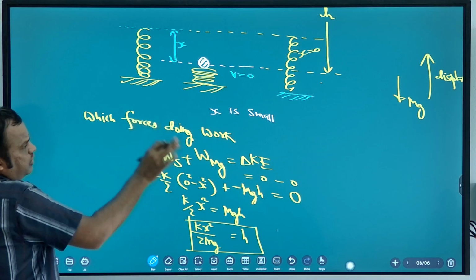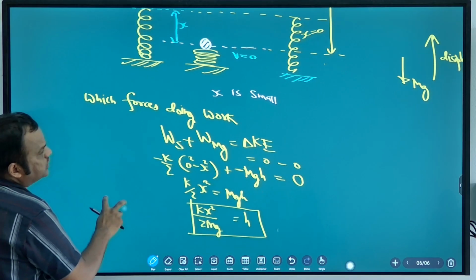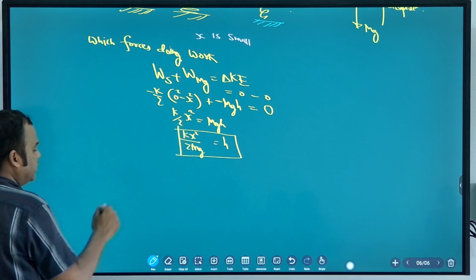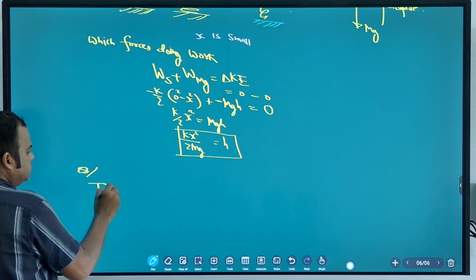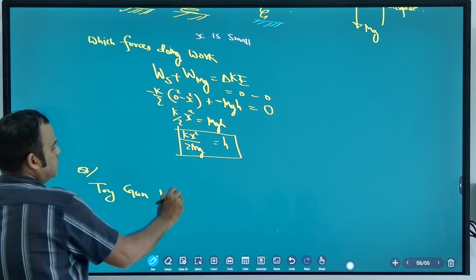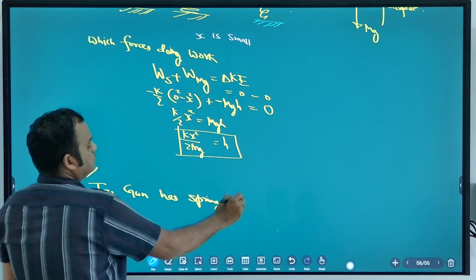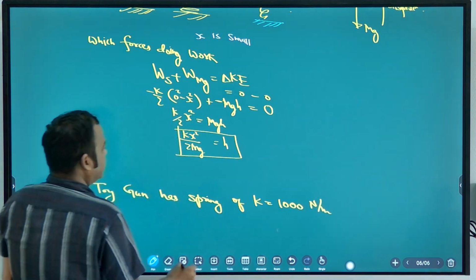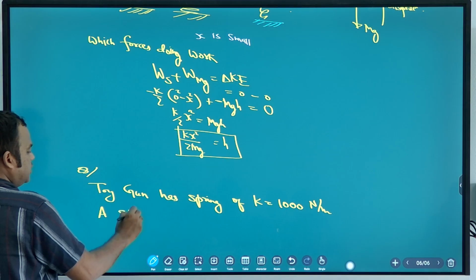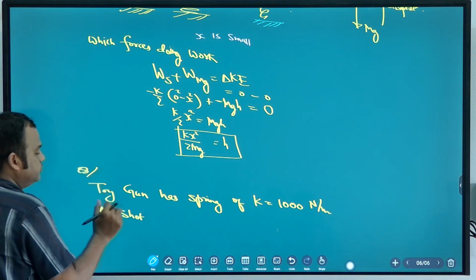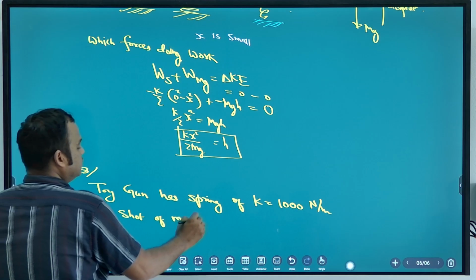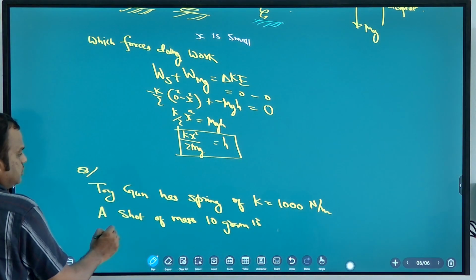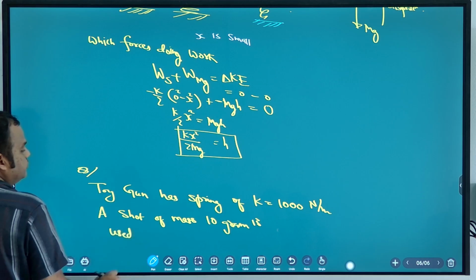Okay, if you are finding this question difficult, let me give you an easy question. So you solve one numerical. Let's come back to the toy gun. Solve this numerical. A toy gun has a spring of k equal to 1000 Newton per meter. A shot, meaning a ball, of mass 10 gram is used in it.